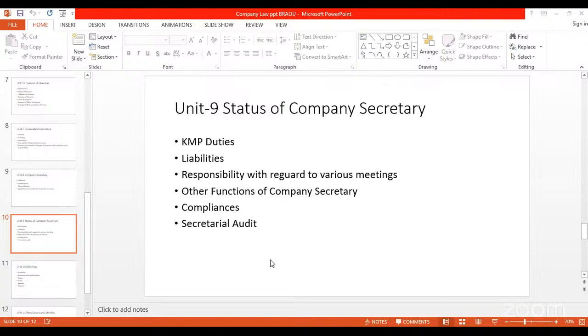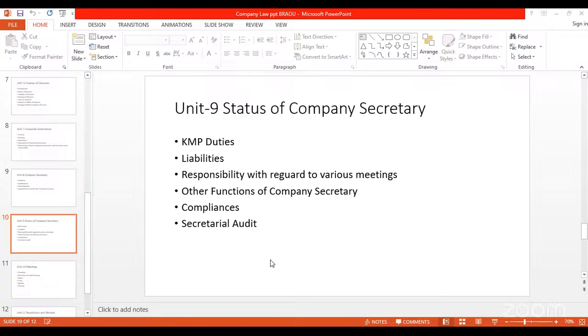Next one is verification of the registered office. Within 15 days from its incorporation and at all times after that, a company is required to have a registered office. For what purpose? For receiving and acknowledging all official communication and notices. Also, verification of the registered office is to be filed within 30 days of incorporation.